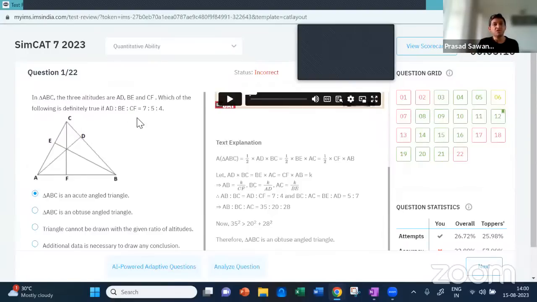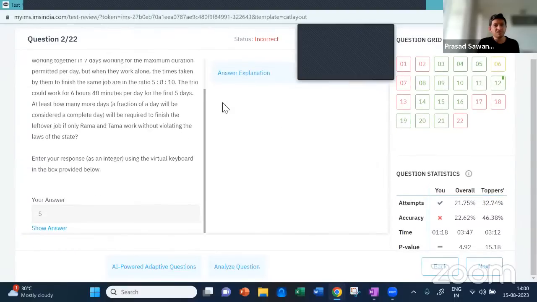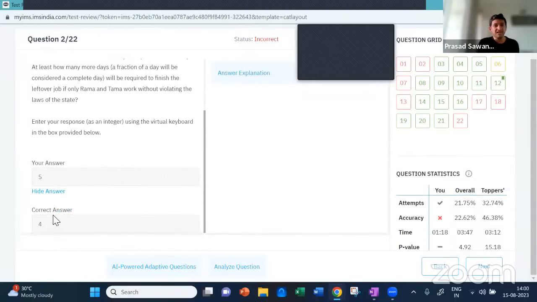Yeah, I think something was wrong because I didn't look at the ratio properly. The sides' ratio is what we got. Okay, fair enough. An honest mistake. This was a proper guess because there was no negative marking on this one. Again, the answer was 4.